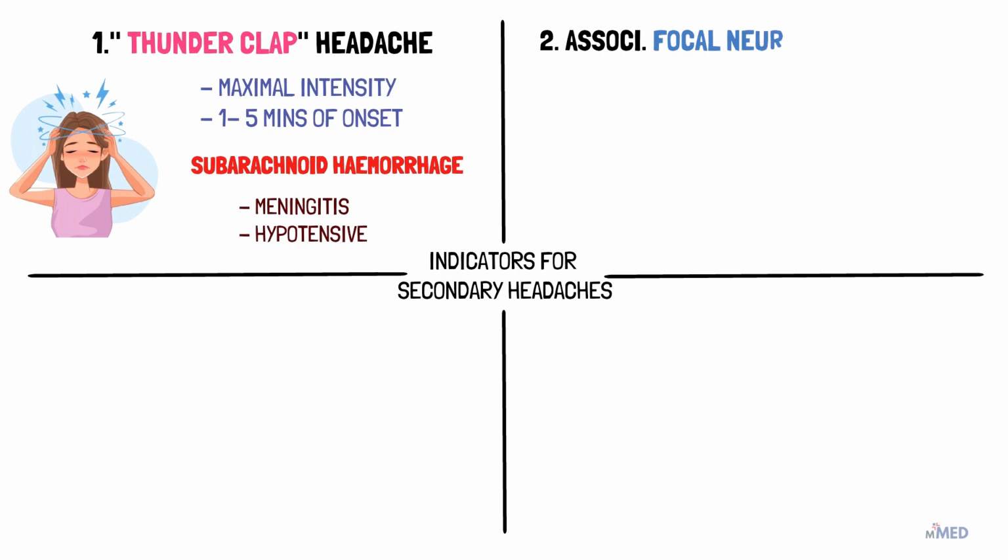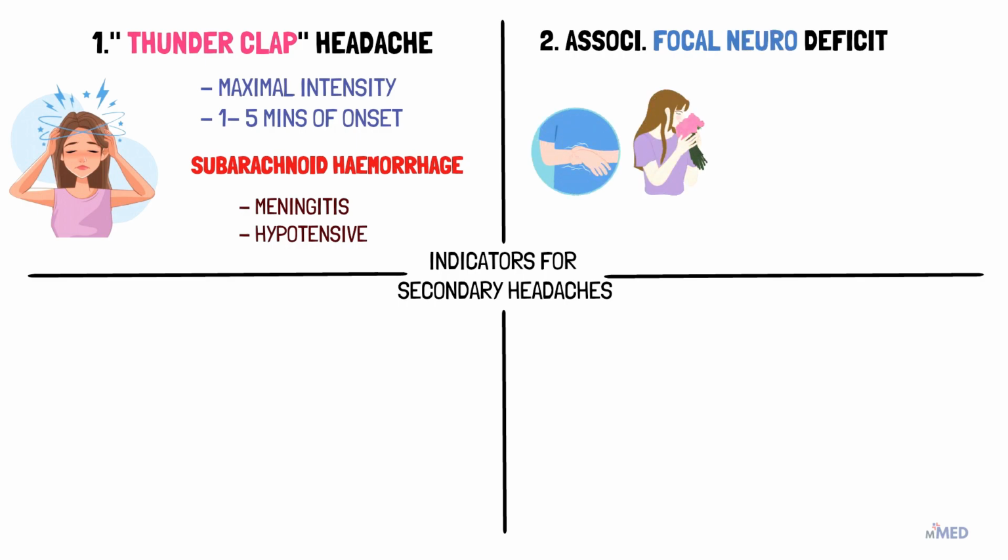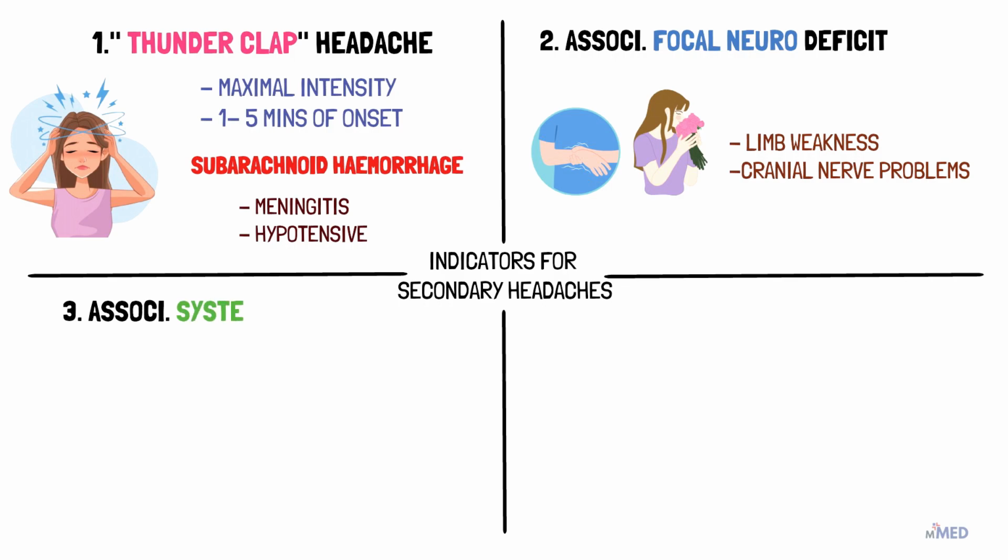Number 2 is an associated focal neurological deficit. Neurological deficits may include unilateral limb weakness, cranial nerve abnormalities, or sensory deficits. Neuroanatomically, this suggests that there may be a lesion that is altering the way that individual nerves, spinal or intracerebral tracts are functioning.